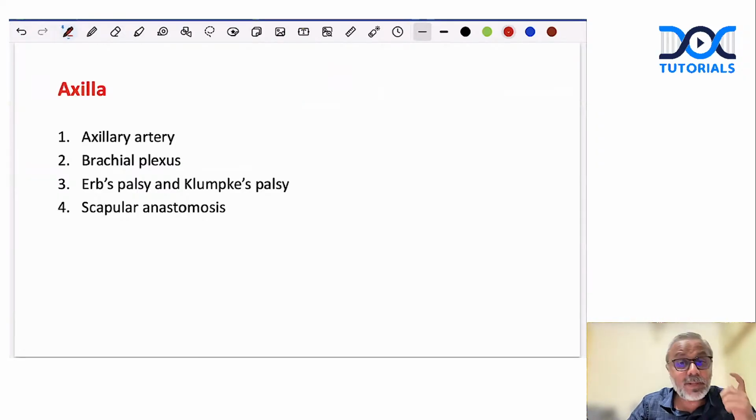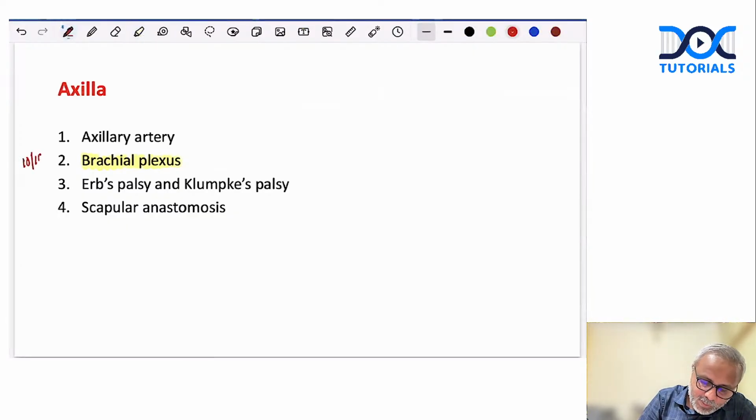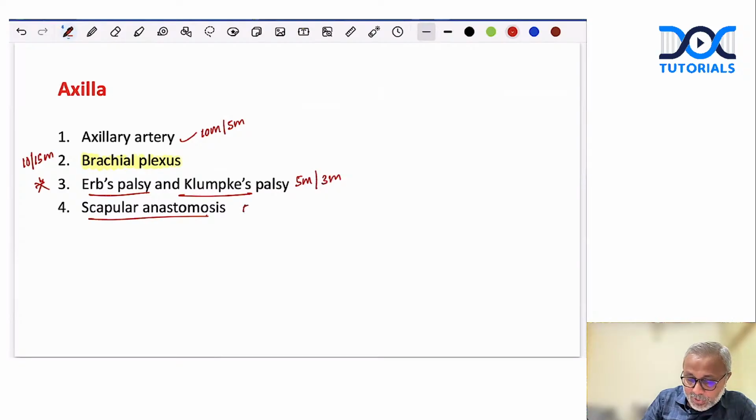Similar to the pectoral region, in case of axilla, the most important topic for your long essay is the brachial plexus. This could be a 10 marker or a 15 marker question. Axillary artery could be a 10 marker or a 5 marker question again. Erb's palsy and Klumpke's palsy are very important, right? Important 5 markers or 3 marker questions. And scapular anastomosis, again an important 5 marker question.